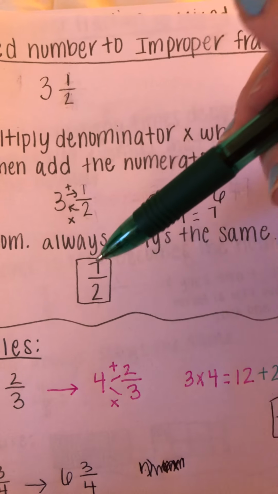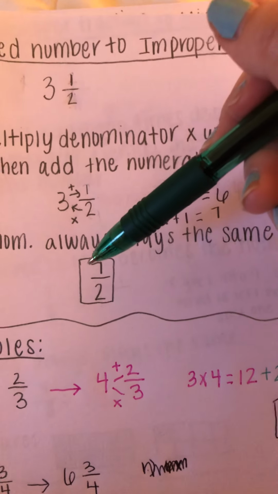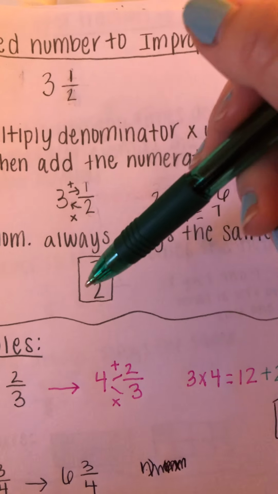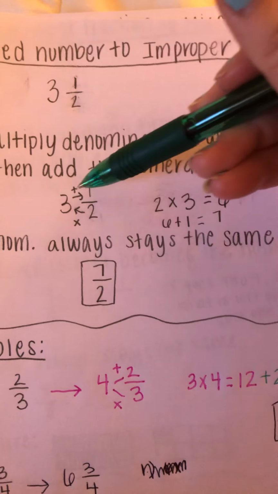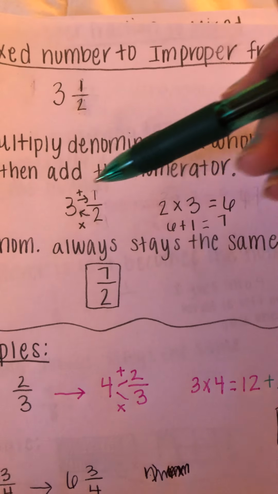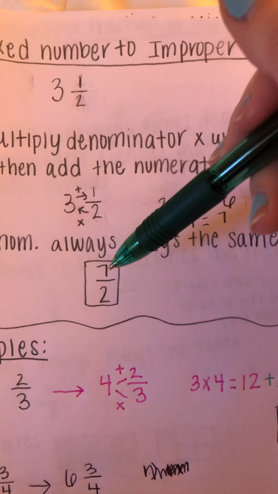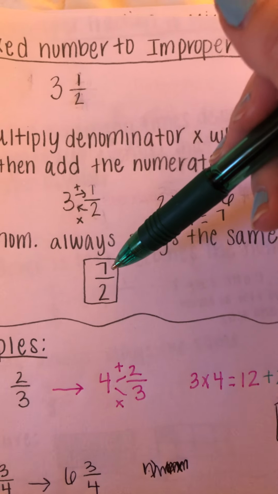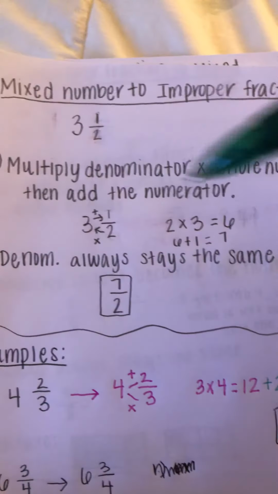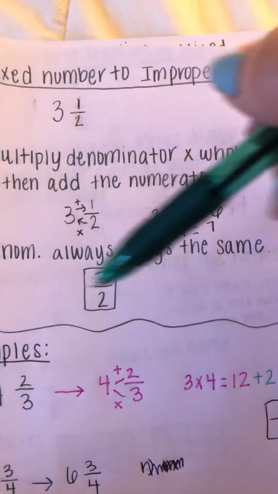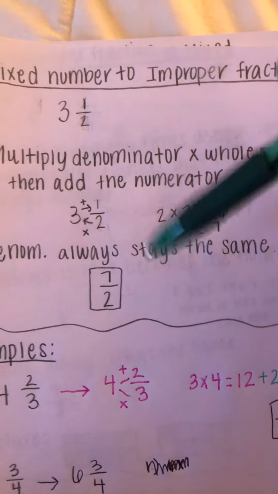Remember, this is an improper fraction. You can see that it's a larger number on top and a smaller number on bottom. These represent the same thing, but you just changed your mixed number to an improper fraction. And sometimes in math, they're going to ask you to change a mixed number to an improper fraction. So it's important that you know these steps. Let's look at some examples.